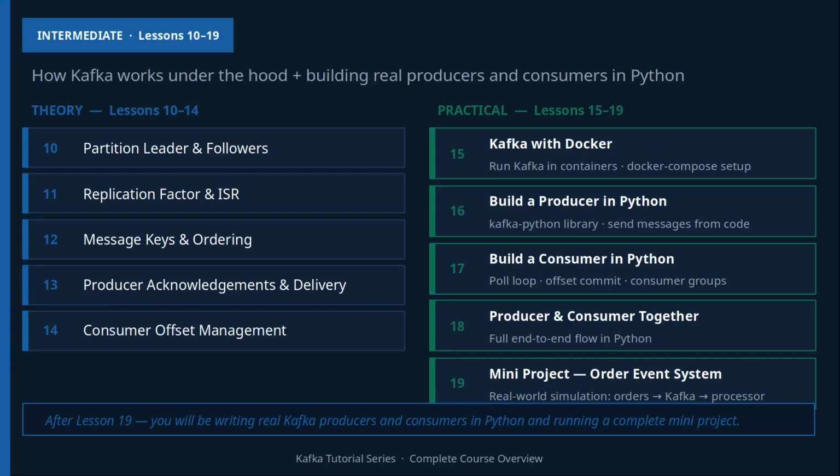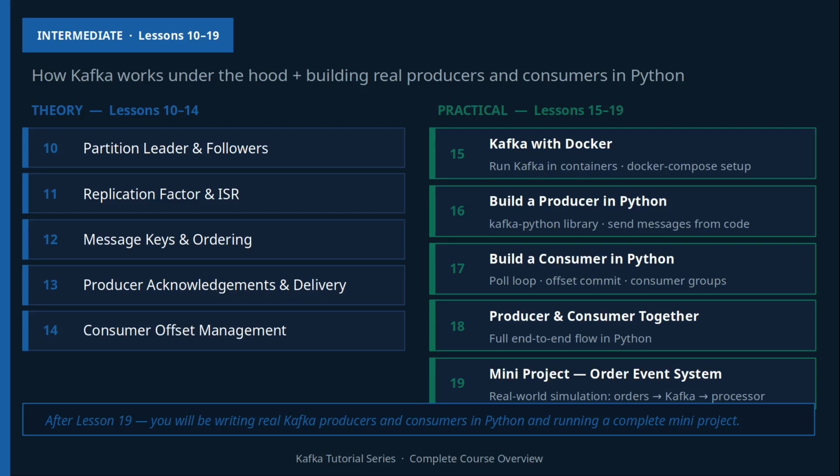The intermediate section covers lessons 10 through 19, again split into theory and practical. Theory lessons 10 to 14 go under the hood. Lesson 10 covers partition leaders and followers, which broker is in charge of each partition and why. Lesson 11 covers replication factor and ISR, how Kafka keeps copies of your data safe across multiple brokers.